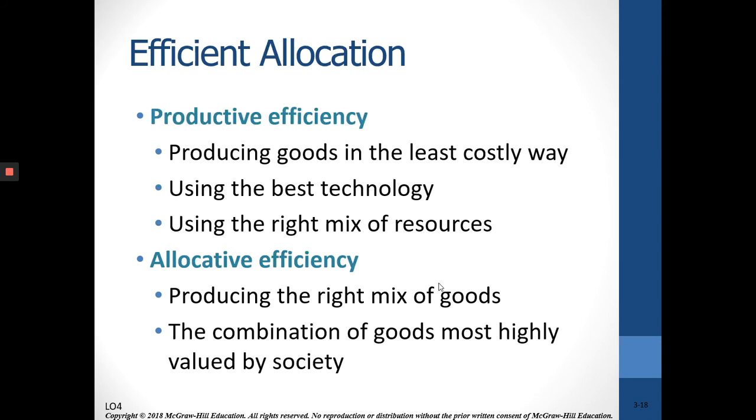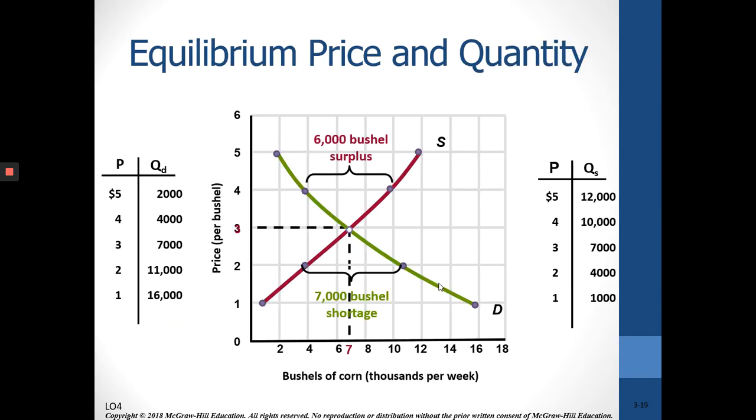So productive efficiency means goods are being produced in the least costly way. The sellers can sell all their output. Allocative efficiency, the consumers have all they want at that price. So let's look at equilibrium. In this case, we see that it would be a price of $3 and quantity of 7,000. That's equilibrium. What if supply or demand shifts?